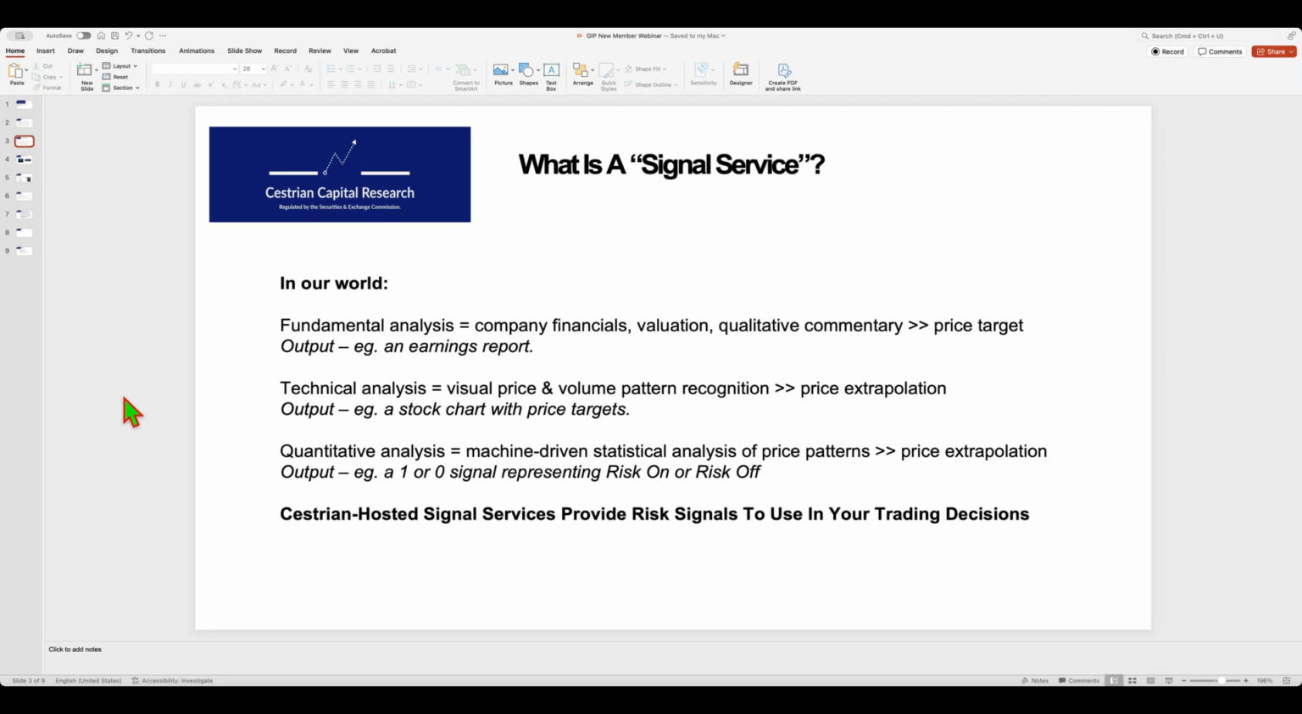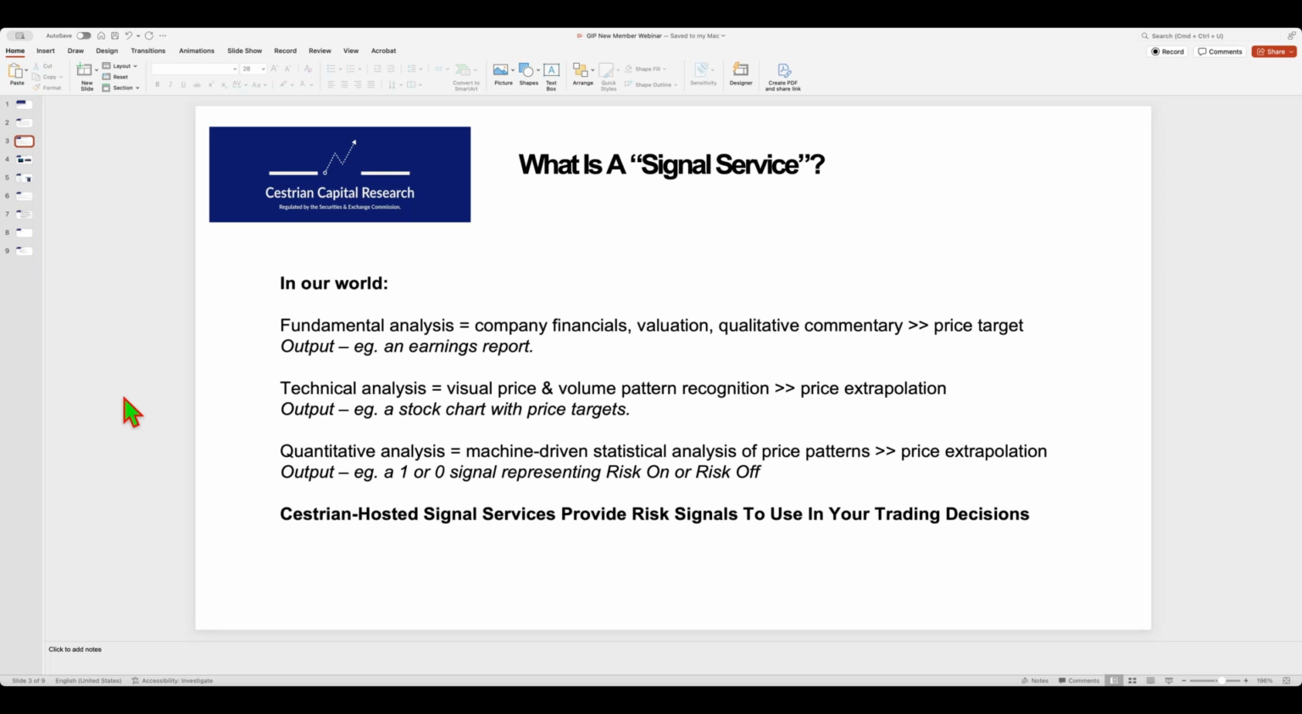Quantitative analysis is a further level of abstraction, in my opinion. And of course, we can argue about the definition of quantitative analysis, but for our purposes, how we think of it is machine-driven statistical analysis of price patterns. So the machine does not care about what Jensen Huang might be saying at the moment on the NVIDIA earnings call. The machine does not care about what somebody from the White House may or may not have tweeted 5 minutes before the NVIDIA earnings report. The machine doesn't know about these things.